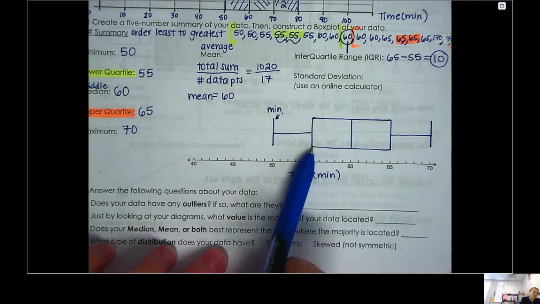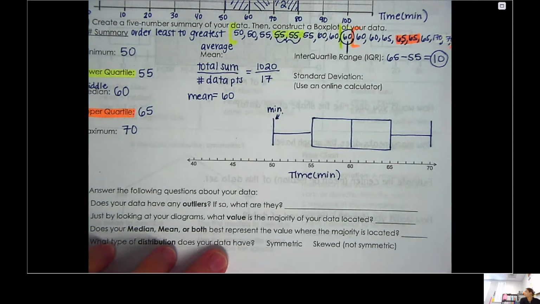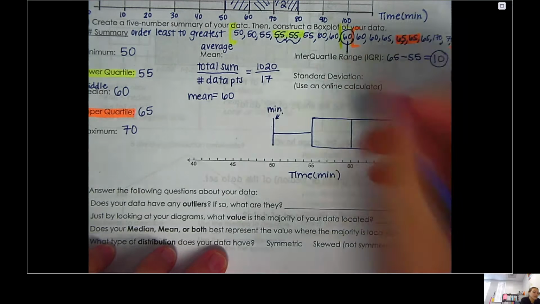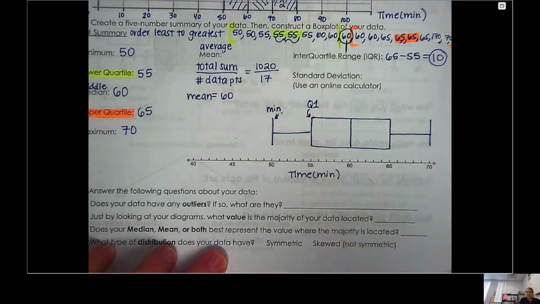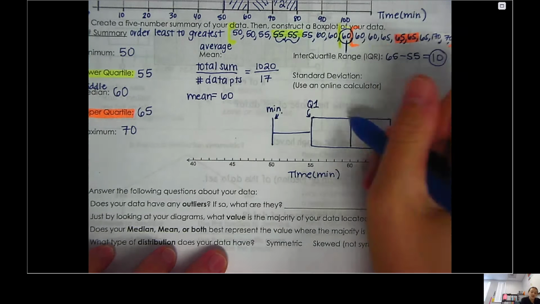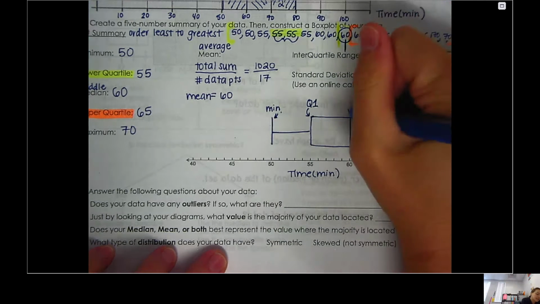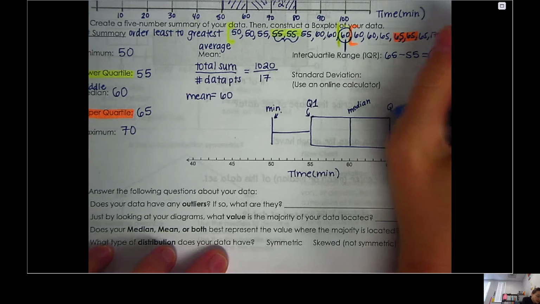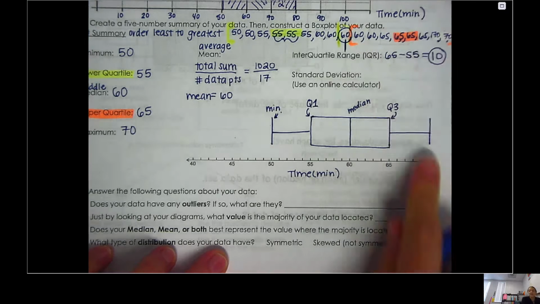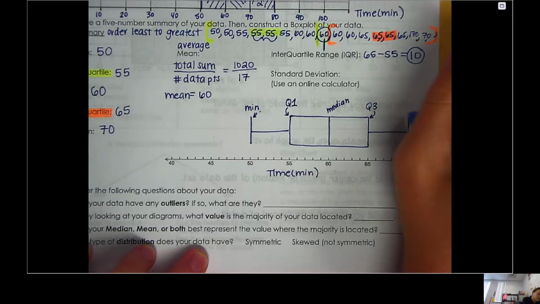What is this line over here? Yep, Q1 or lower quartile. I always put Q1 personally. Just left to right. This one over here is your median. This one over here is your Q3. And this one over here is your max. Good.